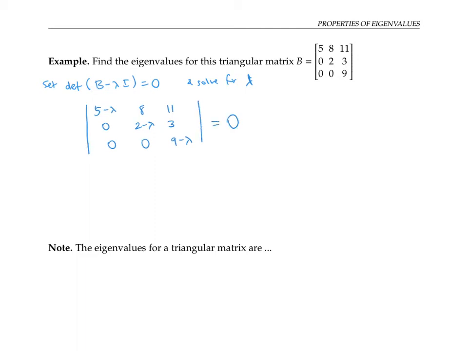We saw in a previous video that the determinant of a triangular matrix is just the product of the diagonal entries. And since the original B was a triangular matrix, the matrix B minus lambda I is also a triangular matrix. So its determinant is 5 minus lambda times 2 minus lambda times 9 minus lambda. When we set that equal to 0 and solve, we get that lambda equals 5, lambda equals 2, or lambda equals 9. These are exactly the diagonal entries of B, and in general, the eigenvalues for a triangular matrix are the diagonal entries of the matrix.